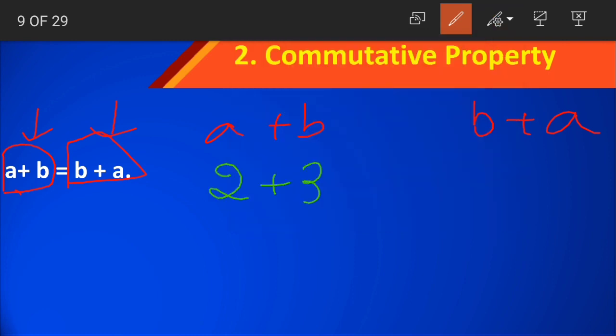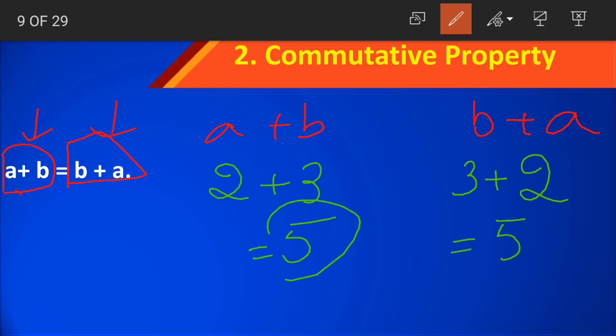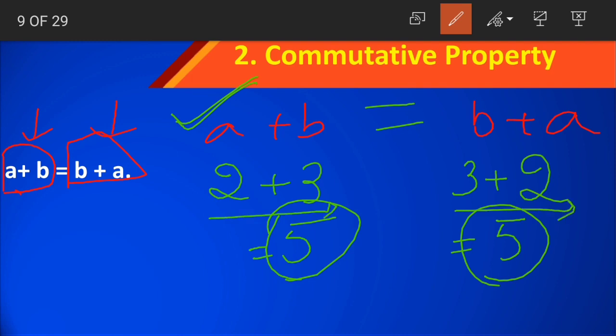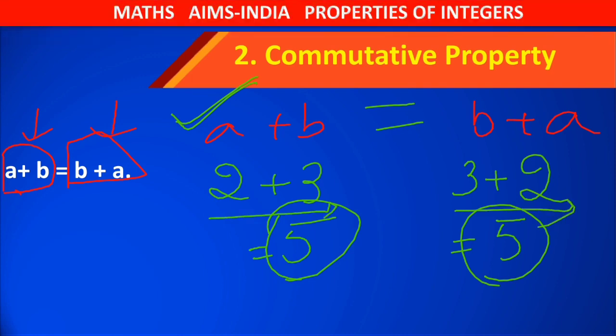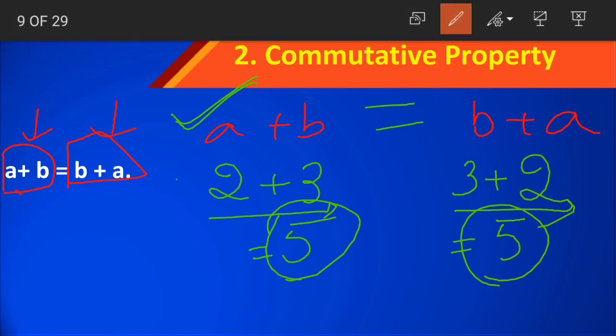Let us take two integers, 2 and 3. What is the answer of 2 plus 3? 2 plus 3 is equal to 5. Now I will change the order of the integers: 3 plus 2. 3 plus 2 is equal to 5. Right? LHS is equal to RHS. So addition of integers satisfies the commutative property. Even though we changed the order of integers, the result is the same. You can even try this with negative integers as well.